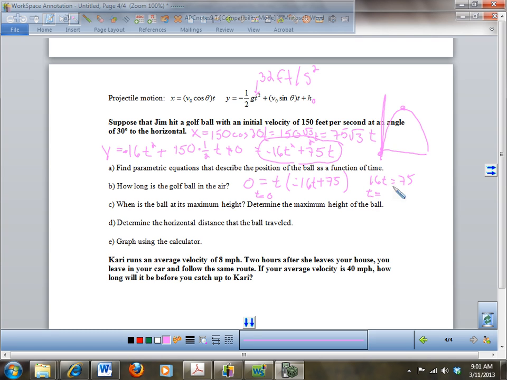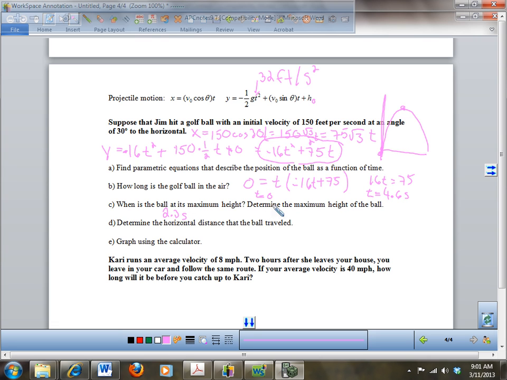75 divided by 16? 4.6. So 4.6 seconds is how long the ball is in the air. When is the ball at the maximum height? Since this makes a perfect parabola, it'd be at maximum height at half of that. Because it's going up and down, and it accelerates and decelerates at the same rate, you could just cut this number in half. So that would be at about 2.3 seconds.